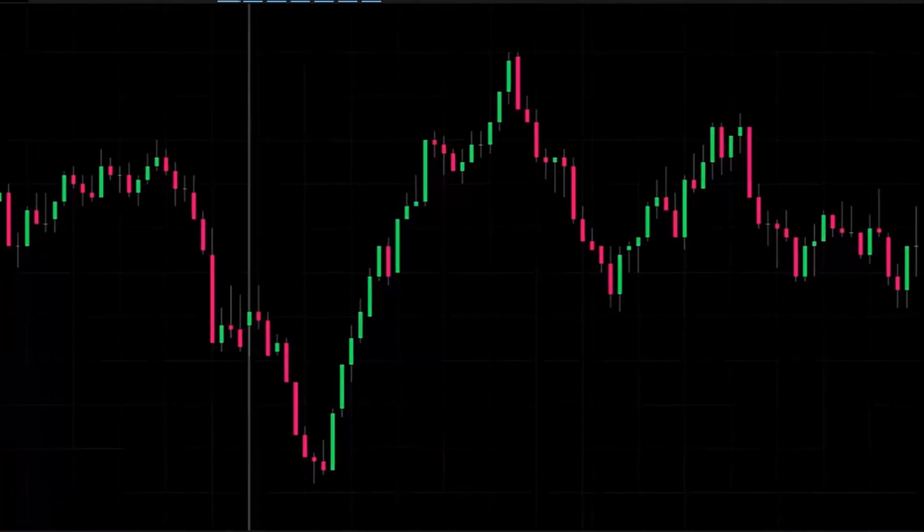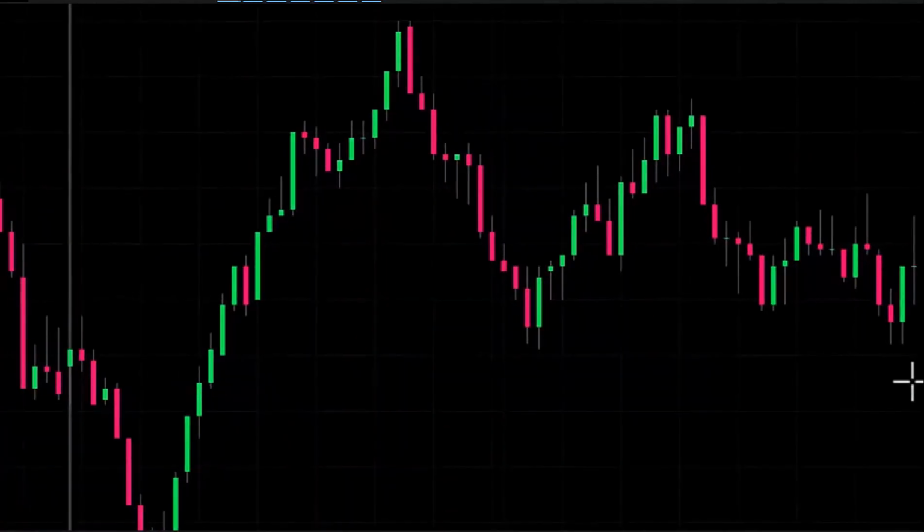Here we are on the right edge of the chart. Do we know what's going to happen next? Do we have enough information on this chart to make a trade decision? Take a guess and see if this chart's going to go up or down.